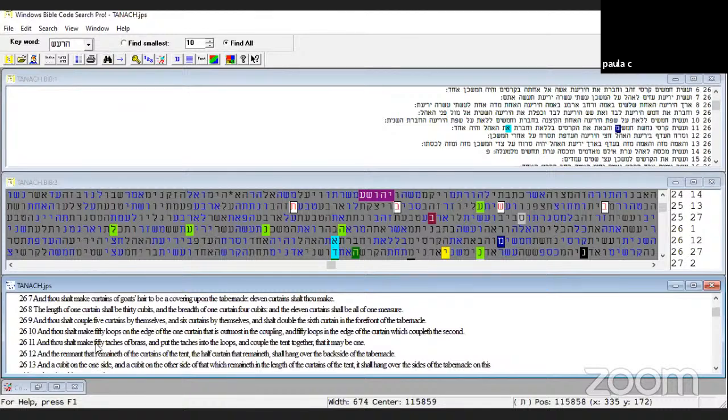So it says, and thou shalt make 50 taches of brass and put the taches into the loops and couple the tent together that it may be one. And the remnant that remaineth of the curtains of the tent, the half curtain that remaineth, shall hang over the backside of the tabernacle.